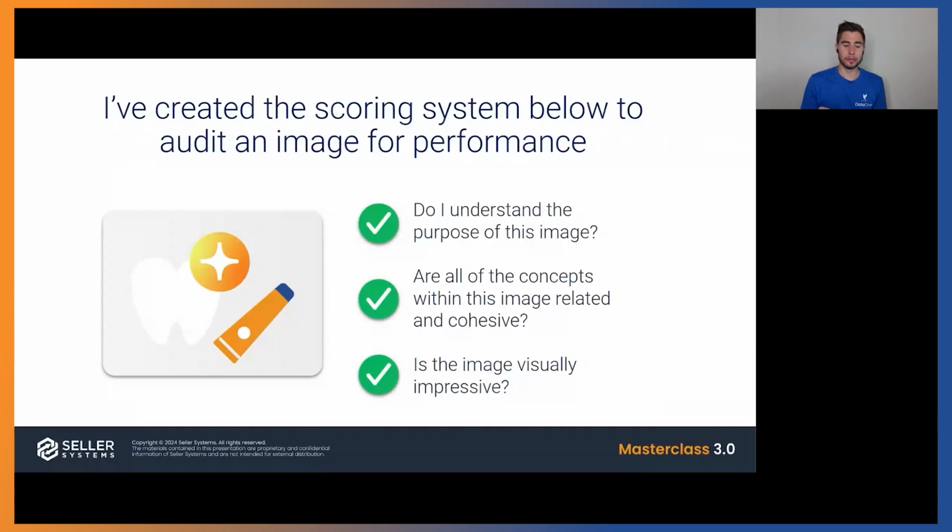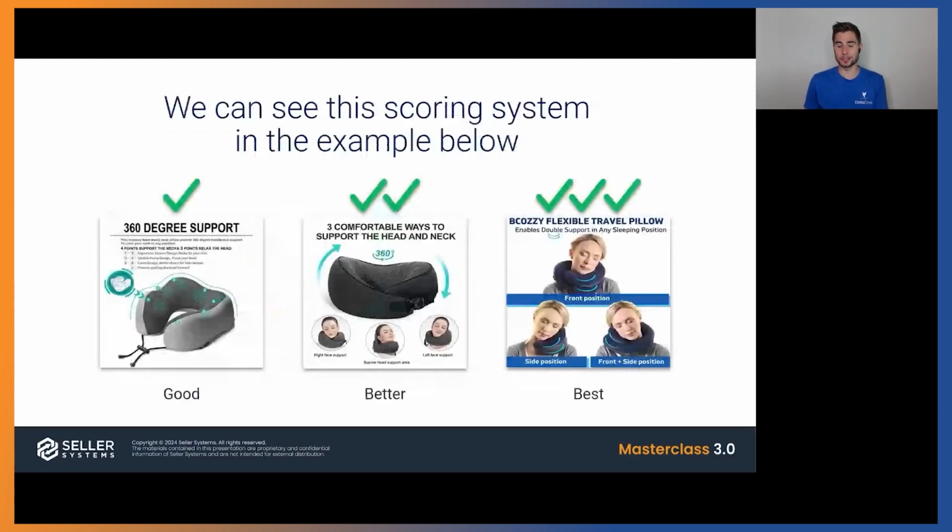Now, the last one on here, is the image visually impressive, is in my mind the least important. The flow of information is much more important than anything else. Like, how quickly can the brain look at an image and say, yep, got it, I understand the purpose of the image. Once you check off these first 2 boxes, then you can go and look and say, okay, does this thing actually look good?